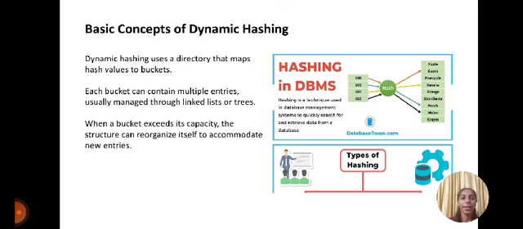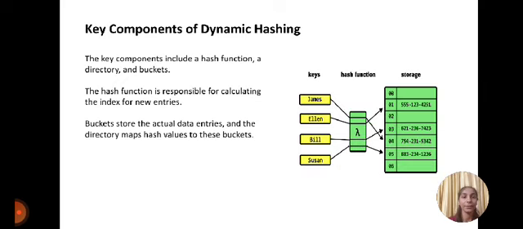Basic concept of dynamic hashing. What are the basic concepts of dynamic hashing? Dynamic hashing uses a directory that maps hash values to the buckets. Each bucket can contain multiple entries, usually managed through a linked list or a trie. When a bucket exceeds its capacity, the structure can reorganize itself to accommodate new entries.